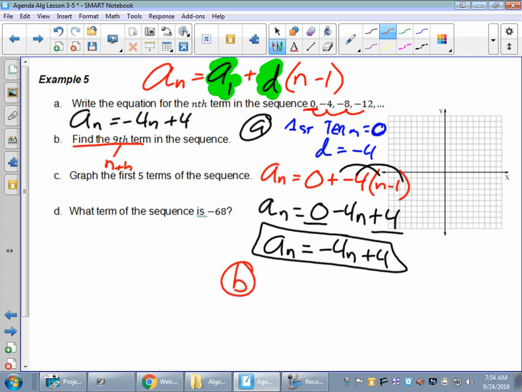So in this one, I'm going to take my a sub n, but instead of putting n, now I'm going to put 9, because they want the 9th term. And now I'm going to say equals -4 times 9, because that's the n value that we're working for, and then plus 4 here. And now it's just simple math to figure this one out: -4 times 9 is -36, plus 4 is -32. So up here for the B, my 9th term is -32.